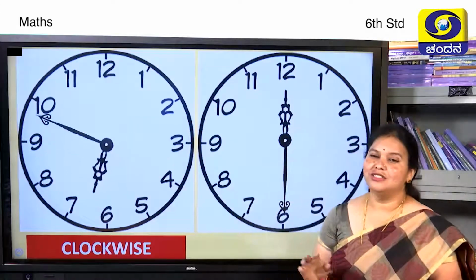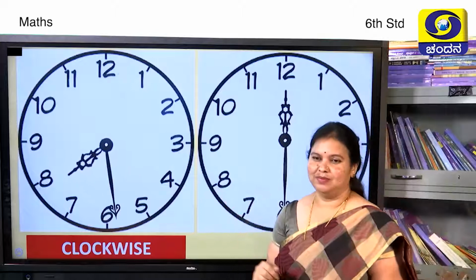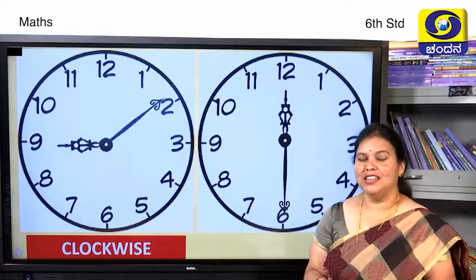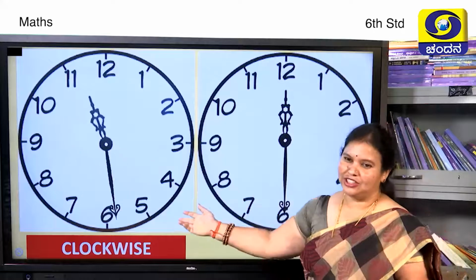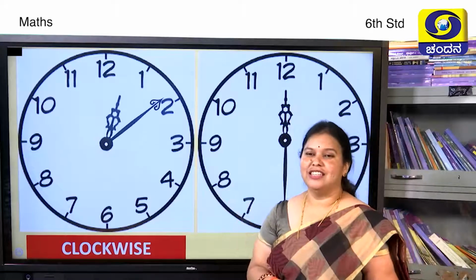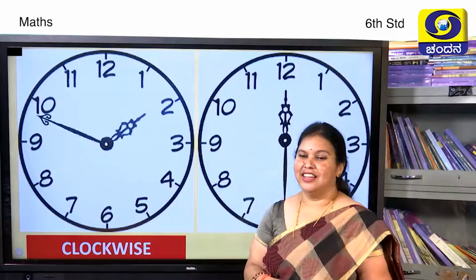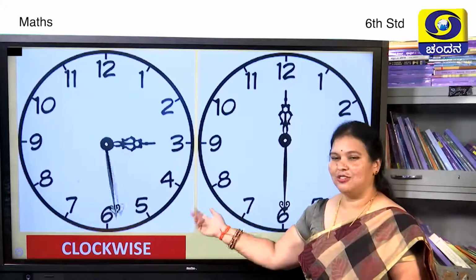We do all the works like clockwise only, isn't it? For example, in temple, we go around the god in clockwise rotation only. We call in Kannada as pradakshine. In English, we say it as clockwise movement.